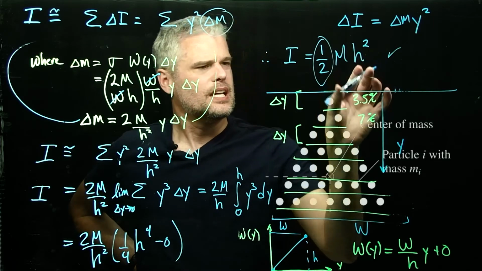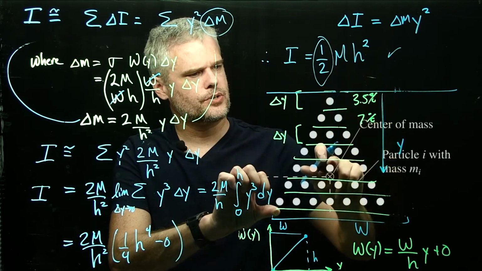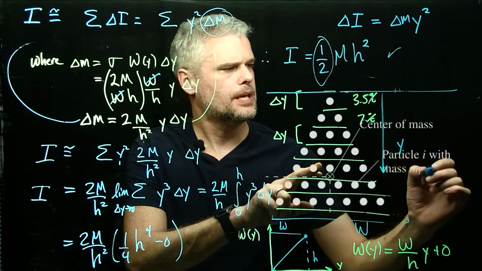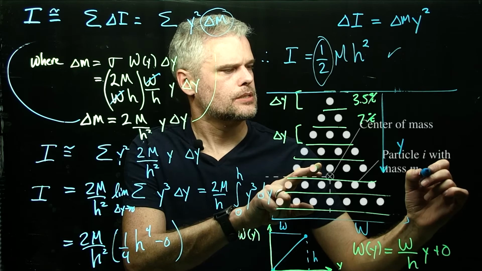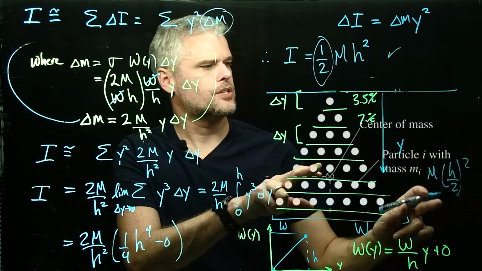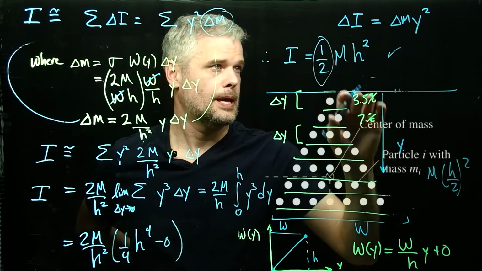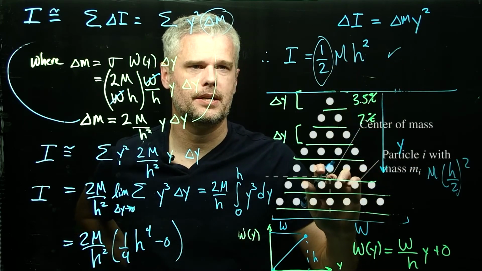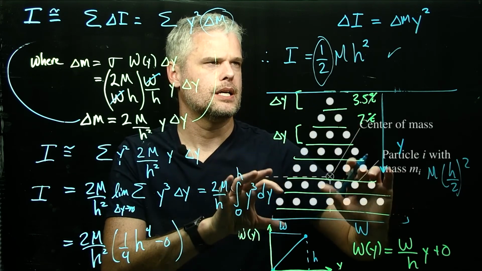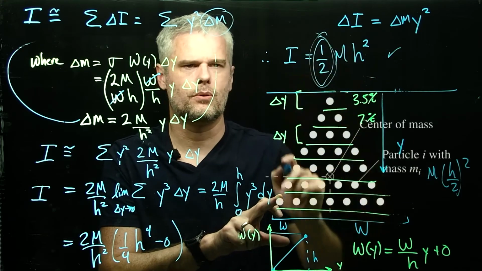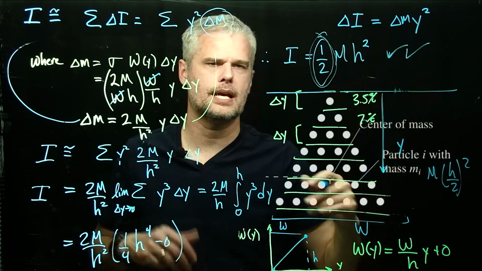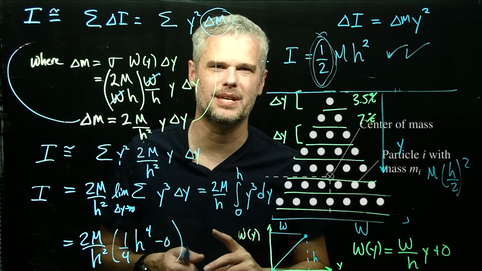Let's see. If this was a point mass concentrated at h over 2, it would just simply be m times h over 2 squared, so 1/4 m h squared, right, if there's a point mass down here. But it's got a lot more mass spread out down here. That's why this is larger than 1/4. So that makes sense. So this satisfies two checks. It's got the correct units and it has the correct qualitative behavior.